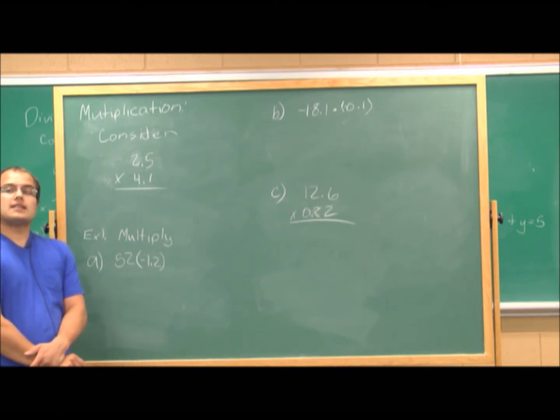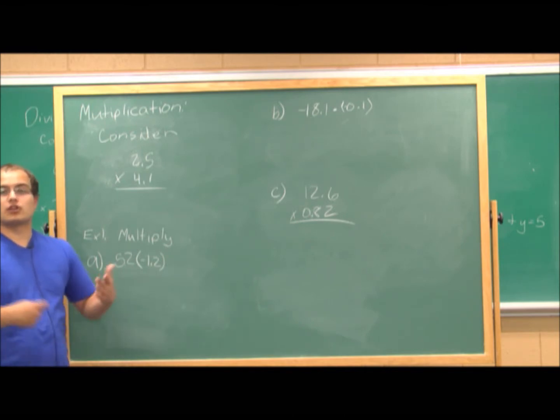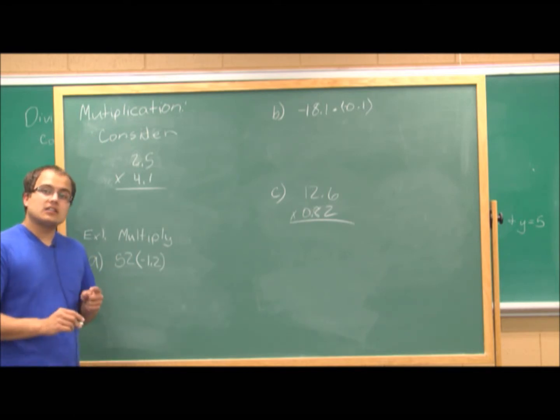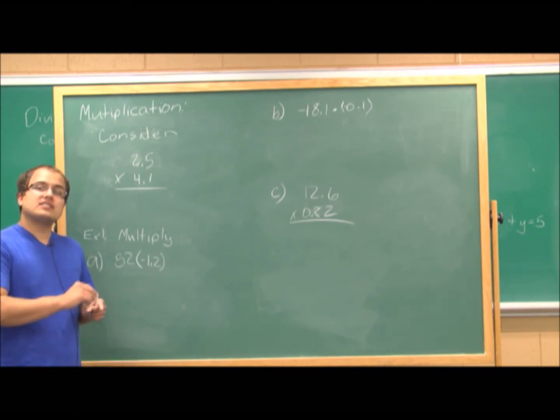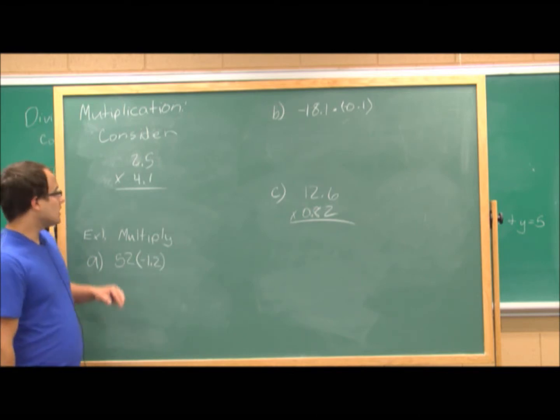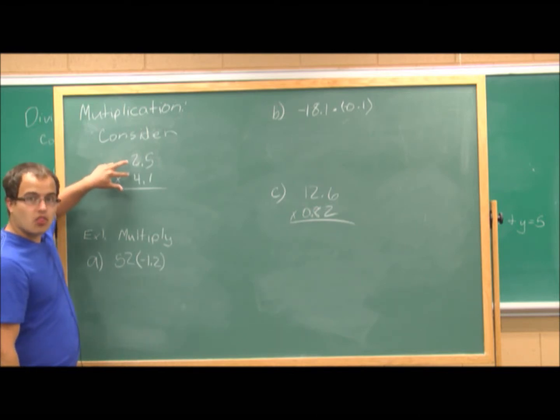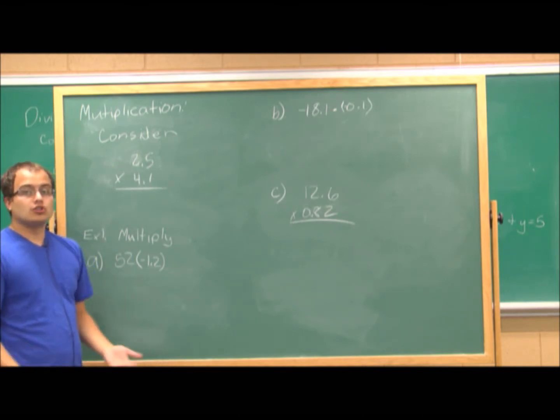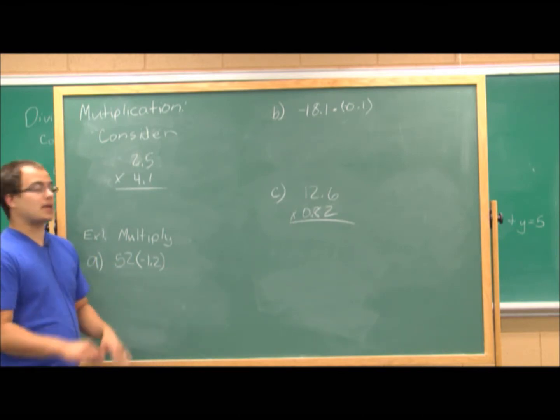When you're multiplying decimals, you multiply just as if you would multiply them as if they were integers or whole numbers. And then at the end, you have to have the same number of decimal places as the total number of decimal places in your factors. So I'm just going to show you what I mean.